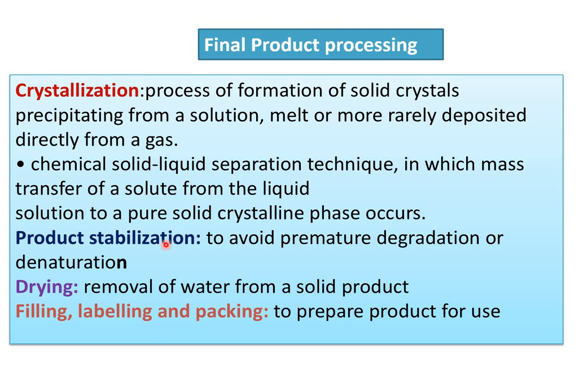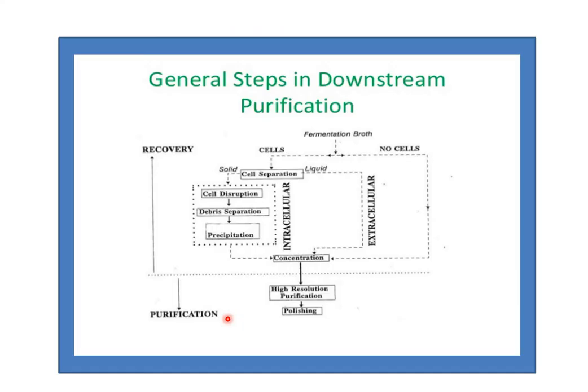Then product stabilization is required to avoid premature degradation or denaturation. Then drying involves the removal of water from a solid product. And finally, filling, labeling, and packaging take place to prepare the product for use. So these are the final product processing steps involving crystallization, product stabilization, and drying.